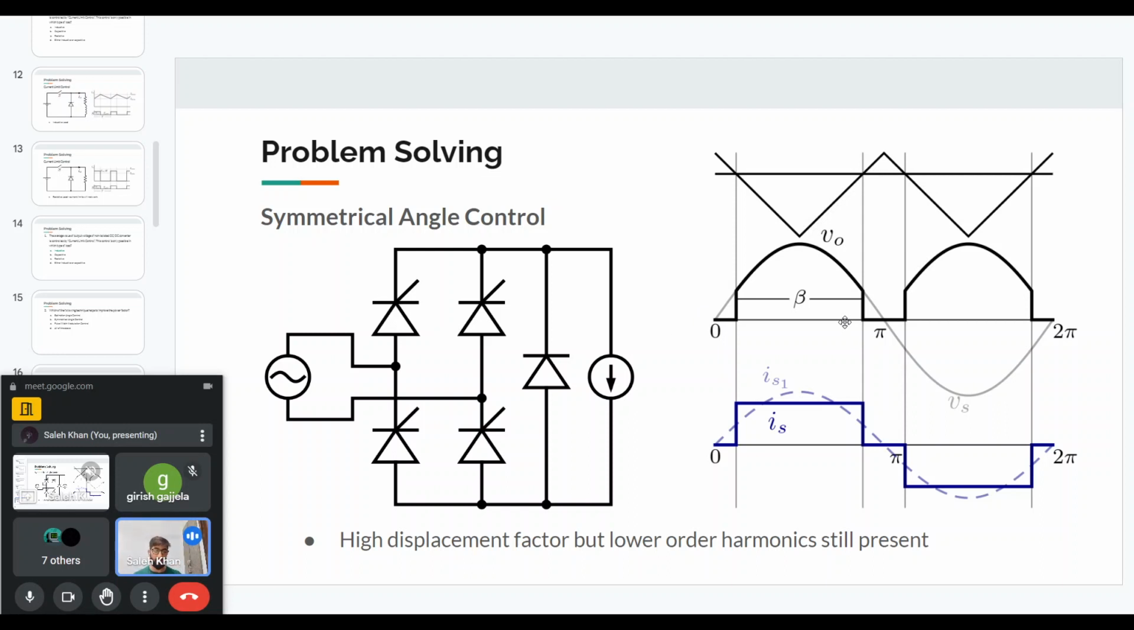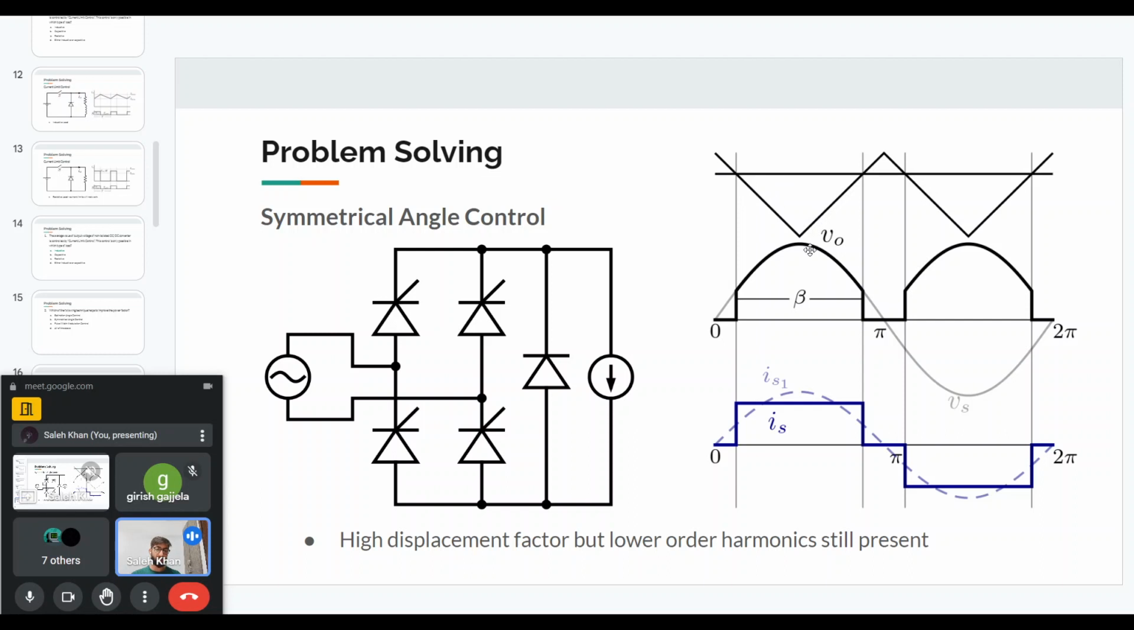So in this case, we will get a higher displacement factor, and we can see that for the same output voltage, we can get a higher displacement factor and then a higher power factor as well. And so on the top, I have shown how we basically get for how much time the devices should be on.